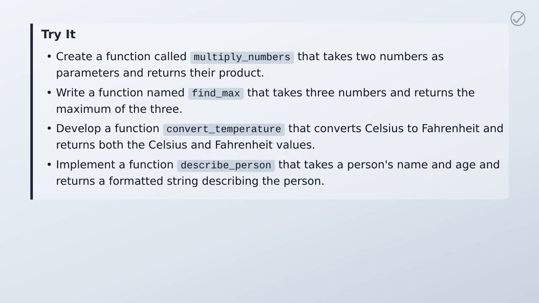Alright, your turn. Give this a try. First, create a function called multiply_numbers that takes two numbers as parameters and returns their product. Also, write a function named find_max that takes three numbers and returns the maximum of the three. Also, develop a function convert_temperature that converts Celsius to Fahrenheit and returns both the Celsius and Fahrenheit values. Finally, implement a function describe_person that takes a person's name and age and returns a formatted string describing the person.